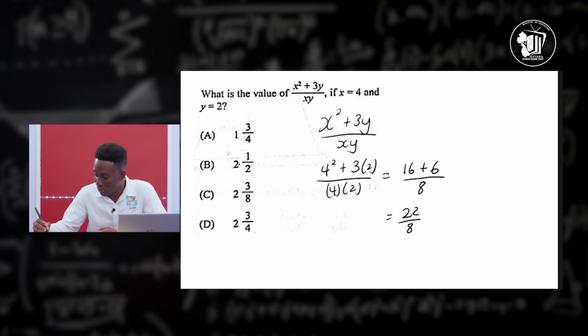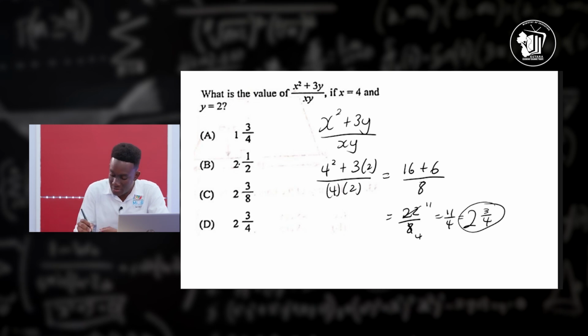And this can be broken down, so 2 can go into 8 4 times, and 22 divided by 2 would be 11. So this is 11 over 4, which will be the same as 4 going into 11 two times, and we're left with a remainder of 3 over 4. So that is 2 and 3 over 4, which is simply D.